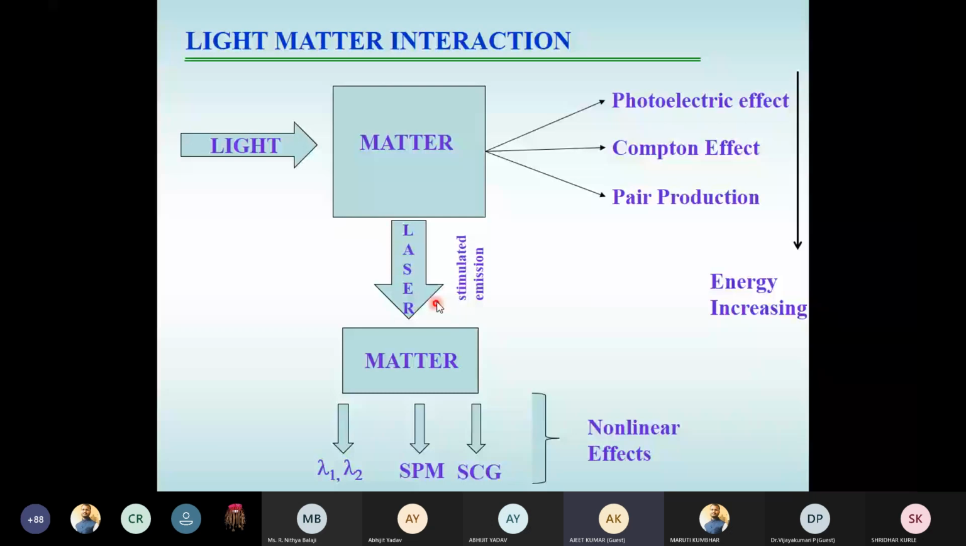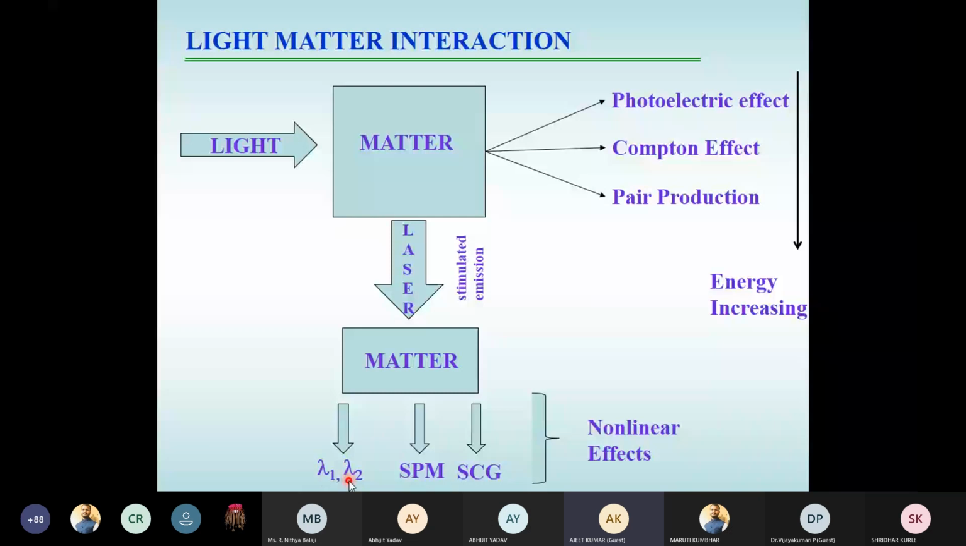So what you can do here, you can pass particular wavelengths lambda 1 and lambda 2, and in the output you can get light at lambda 1, lambda 2, lambda 1 plus or minus lambda 2, and so on, which is not there in the case of the linear effect. Similarly, we have the other effects also.